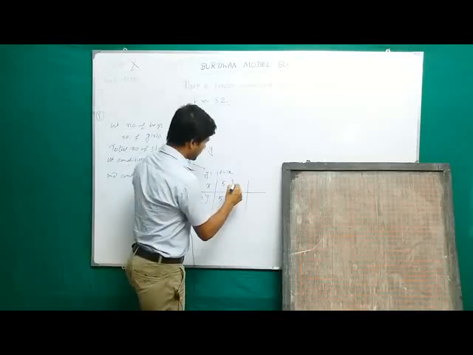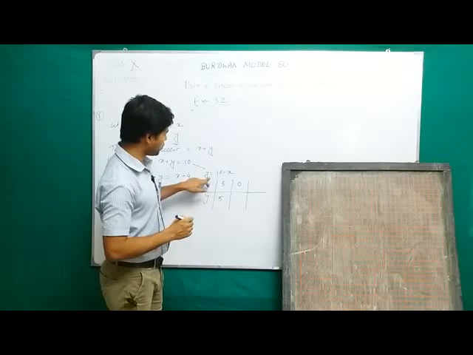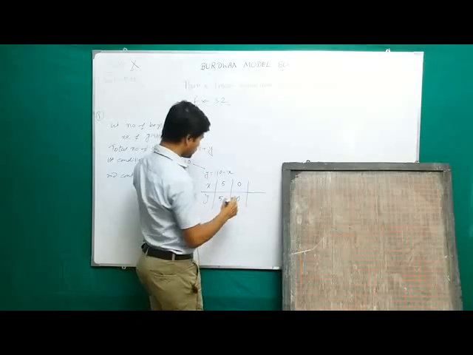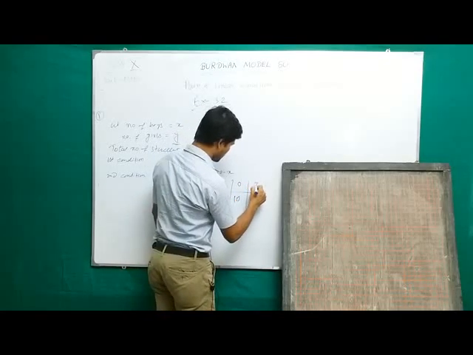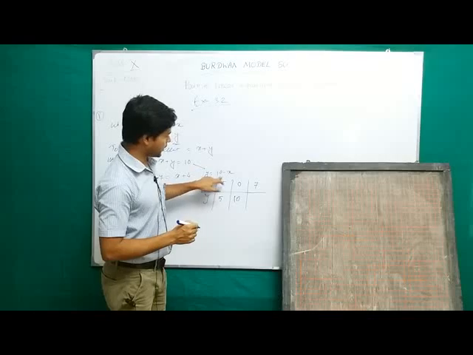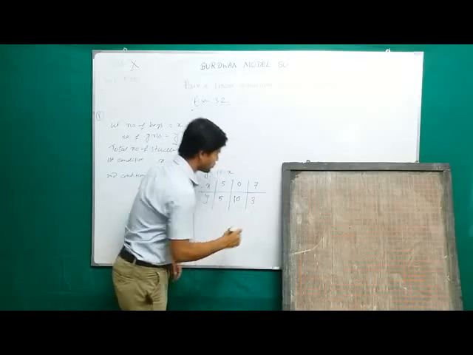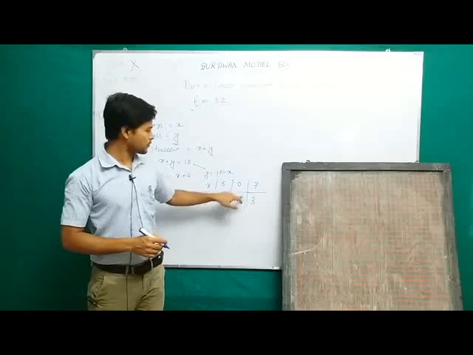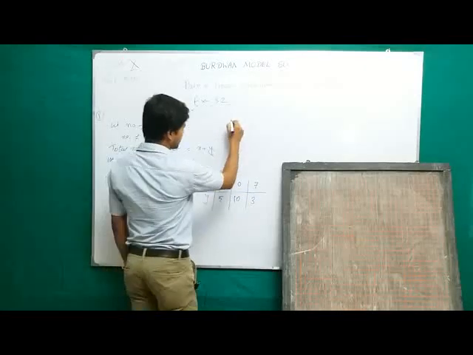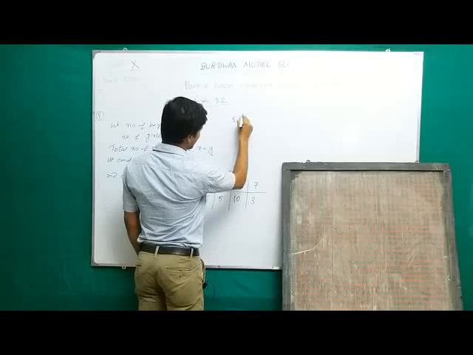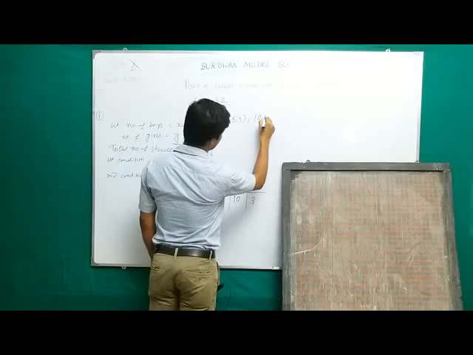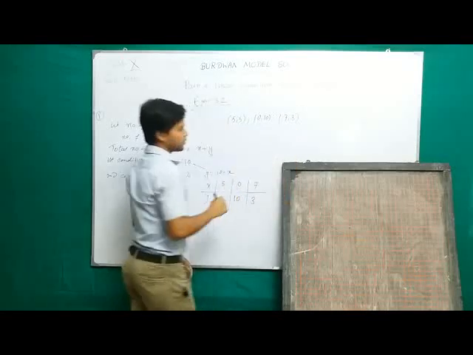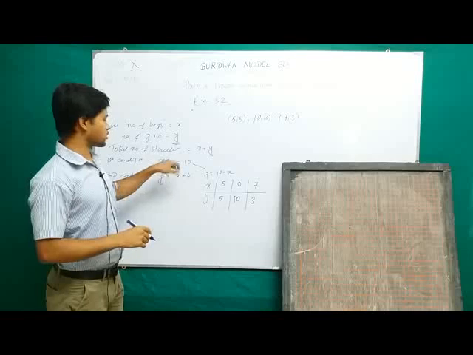If I put x equal to 0, the value of y will be 10 minus 0, so that is equal to 10. If I put x equal to, suppose, 7, then the value of y will be 10 minus 7, that is equal to 3. So we have a set of solutions: 5, 5; 0, 10; and 7, 3. This is the solution corresponding to the first equation.